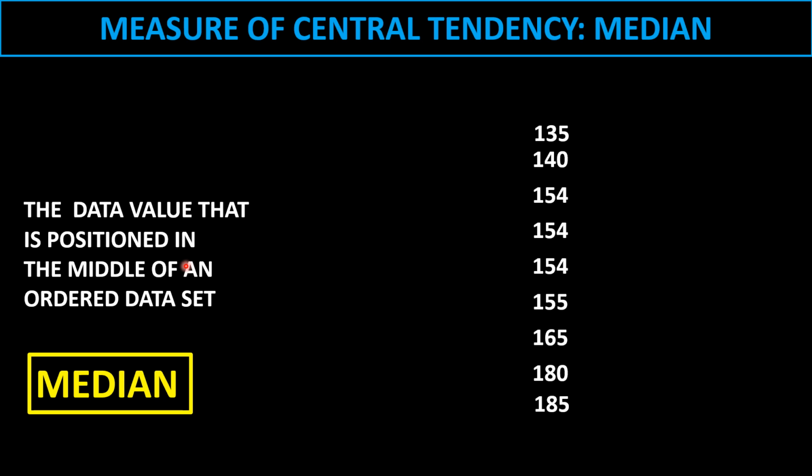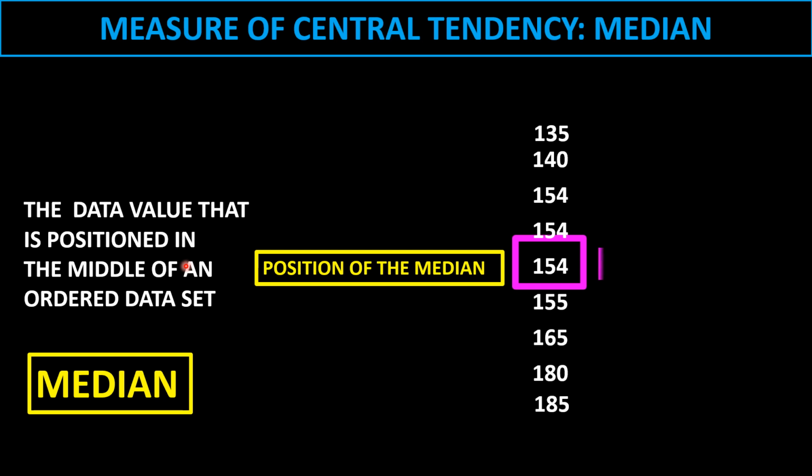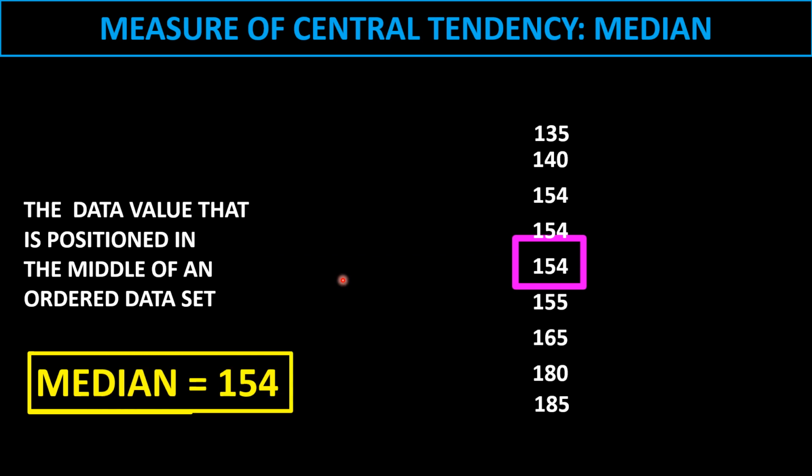It says there it's positioned in the middle. So let's try to find it. How many data points do we have there? We have 9. So we need to find the one right in the middle. What's the position of that middle number? It's in position number 5. We have 9 points. How could we get 5? 9 plus 1, which is 10, divided by 2, which is 5. That point is right in the middle, 4 below and 4 above. So our median in this particular example is 154.